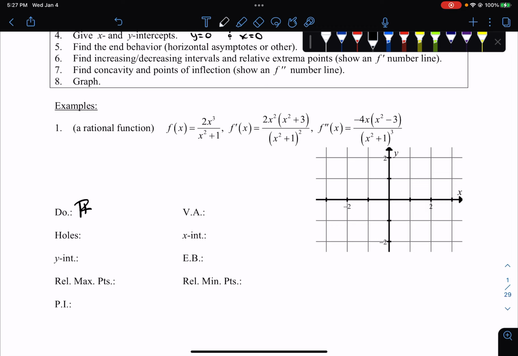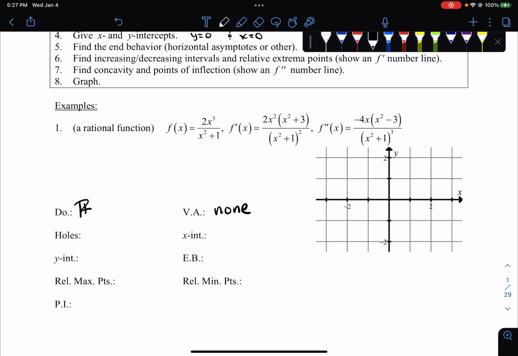Vertical asymptotes. When I look at 2x cubed and x squared plus 1, I can't simplify this function. I can't reduce or factor and cancel things. So I'm not going to have any vertical asymptotes.